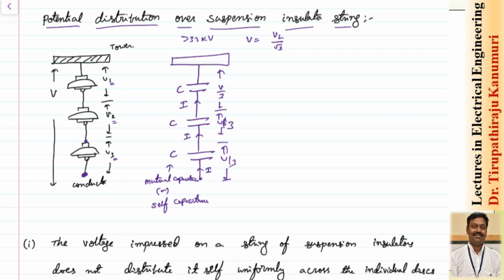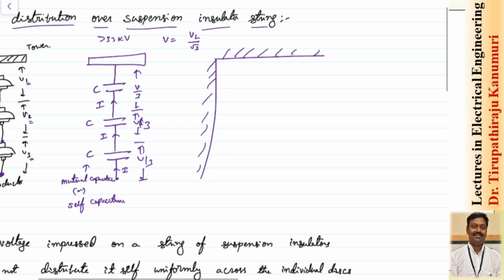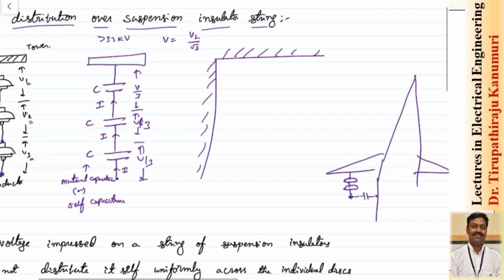But practically what happens is, the tower will be nearby. The tower structure practically will be like this, and here the insulators will be hanging. So this is the tower. Because of this, between this pin and the tower, one more capacitance will form. The same thing I am representing here. Let us assume there is a capacitance here, this is the second one, this is the third one, each having a capacitance of C.